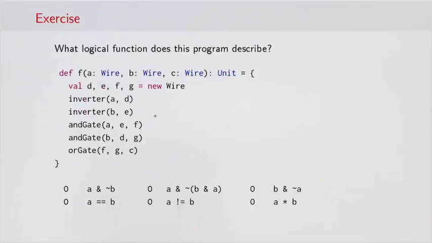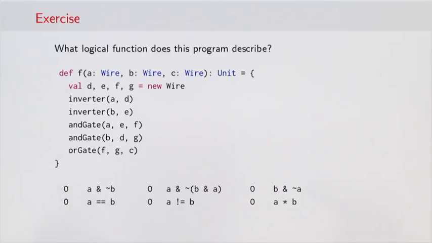So here's an exercise for you. I have a mystery function, call it F, that connects 3 wires A and B, the way you see it here. And I want you to answer what logical function does this circuit produce on the output wire C. Is it A and not B, or A and not B and A, or maybe B and not A, or A equals B, or A not equals B, or A multiplied with B.